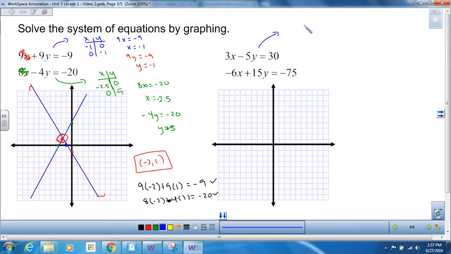So for the first line, if I plug in 0 for y, I have 3x equals 30, so my x-intercept is 10. If I plug in 0 for x, -5y equals 30, so that's -6. Okay, so 10, 0, and 0, -6.